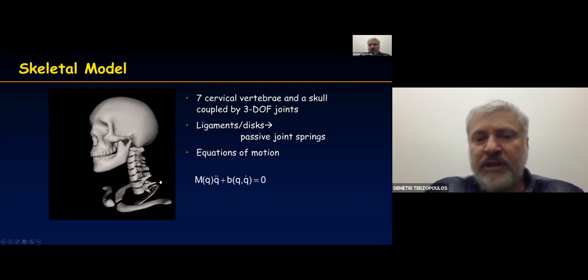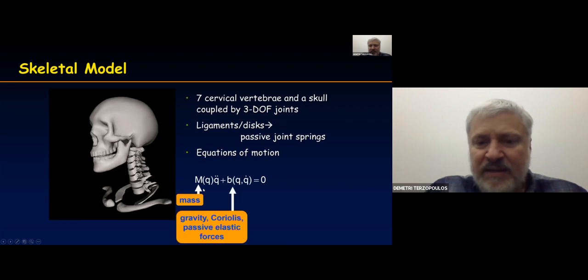Q over here is just the rotational degrees of freedom of this whole structure. So that's in the vector Q. Then M is a mass matrix, which depends on Q. Q double dot is the rotational accelerations, Q dot the rotational velocities. And so here you've got the mass, the gravity, Coriolis, and passive elastic forces in this term over here.